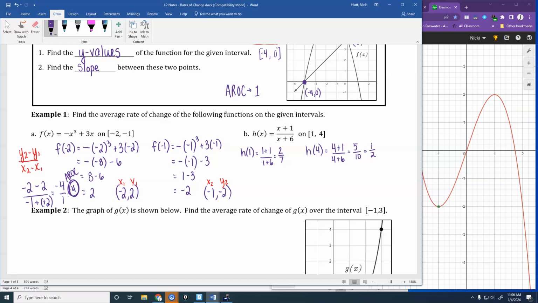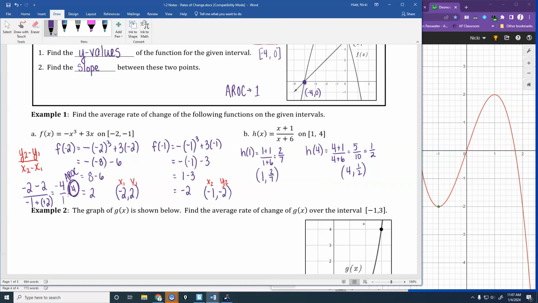Okay, so this point right here is (1, 2/7), and this point right here is (4, 1/2). Okay, questions? You might be tempted to switch to decimals here. It's a big temptation, but if this is calculator inactive, 2/7 is not going to be an easy decimal, right? So fractions is what we've got to stick with on this one.